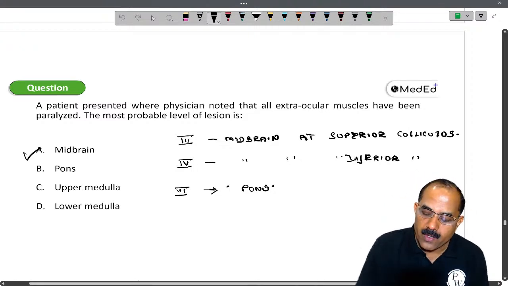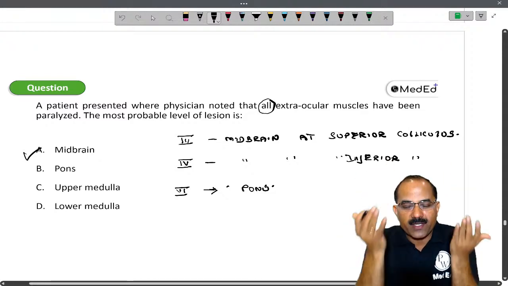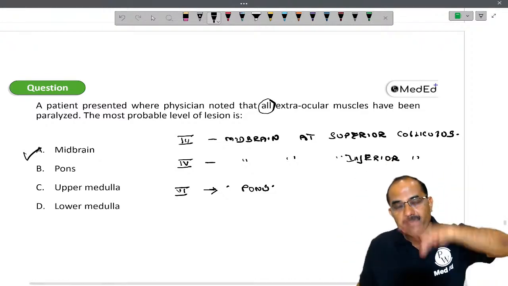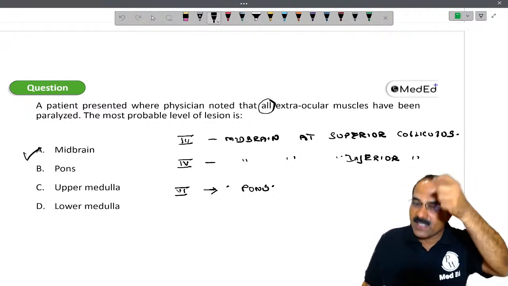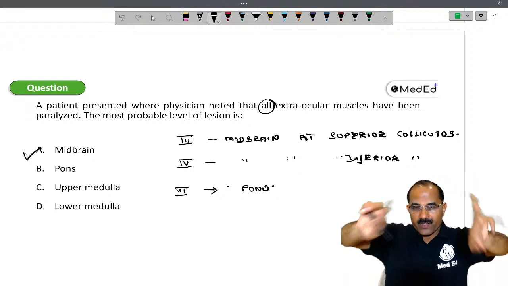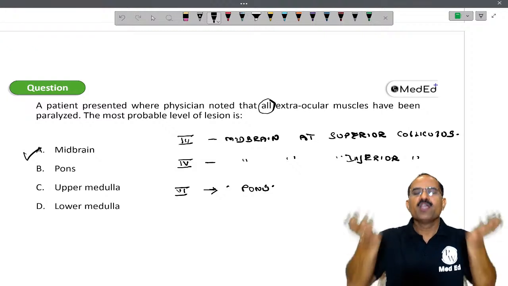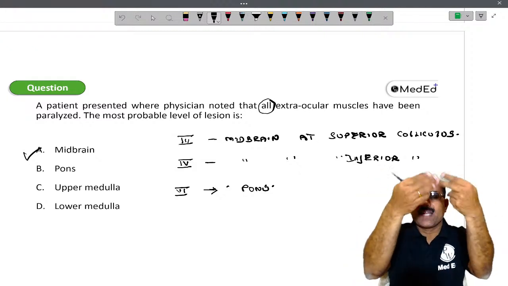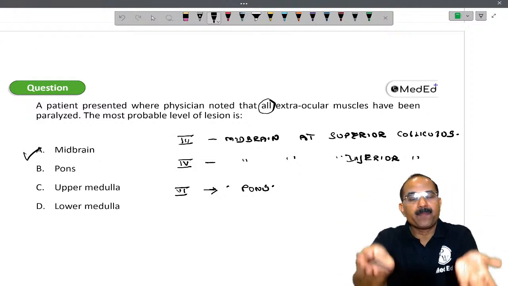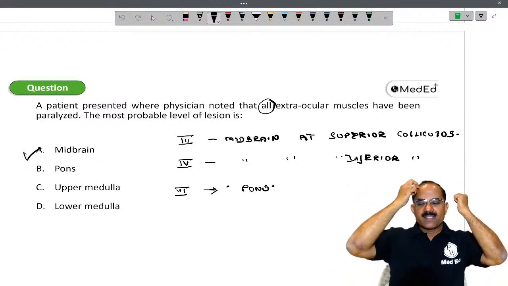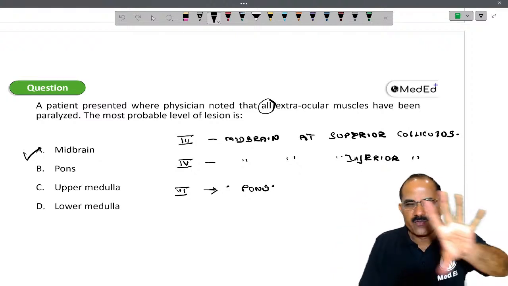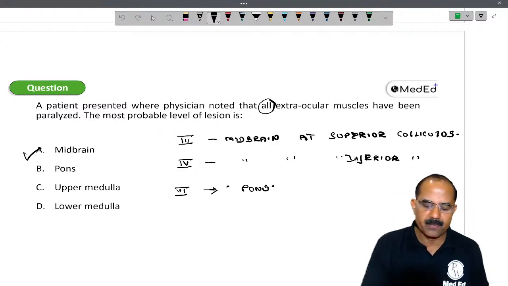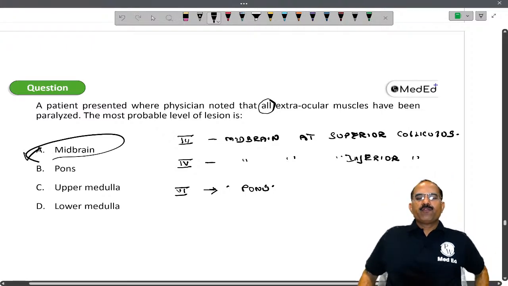A majority of extraocular muscles are paralyzed. The lesion would be in the midbrain, because just the sixth nerve nucleus is located in the pons. Facial colliculus याद है आपको? The fibers of facial nerve wind around the abducens nucleus. तो ये पोंस में होता है. Sixth nerve nucleus is in the pons, but majority of muscles are paralyzed. So answer is midbrain.